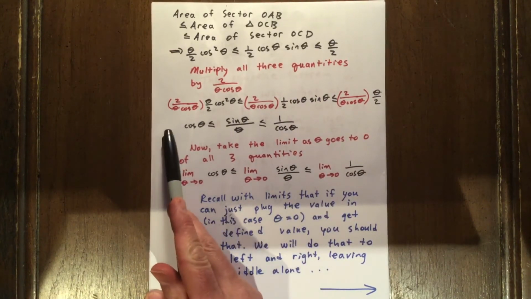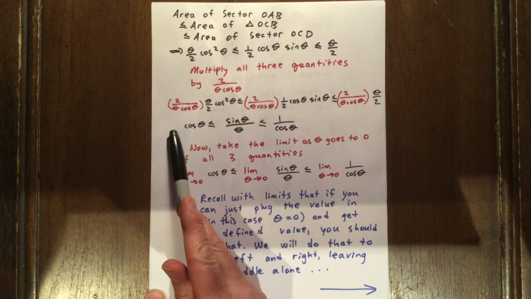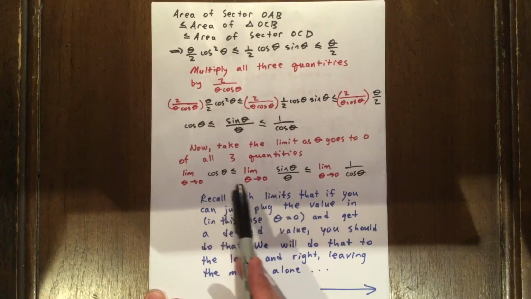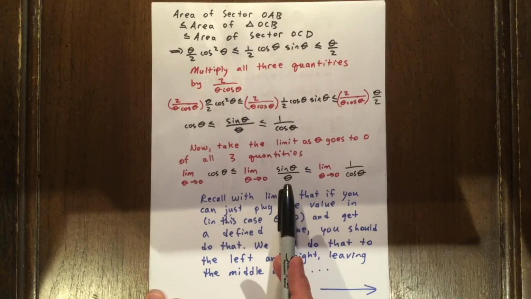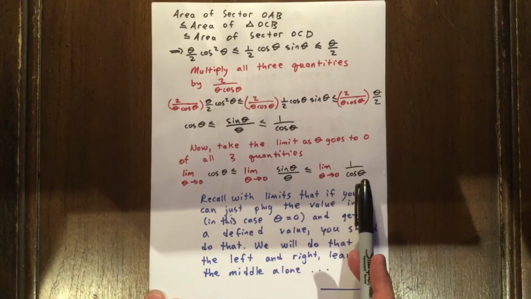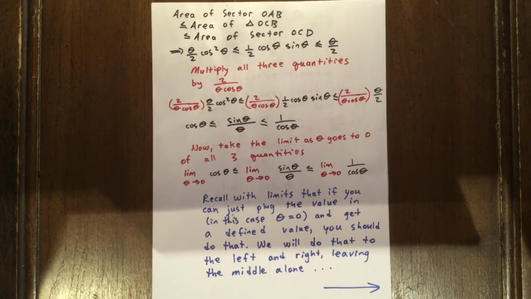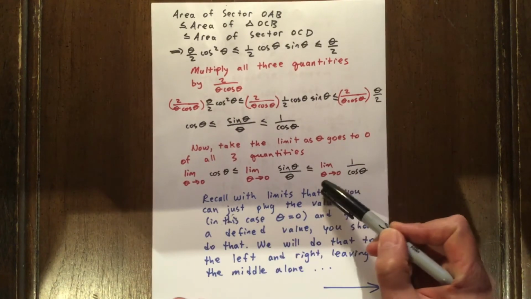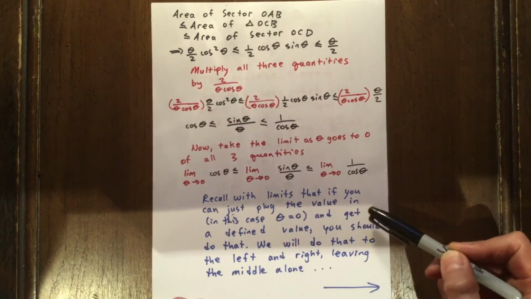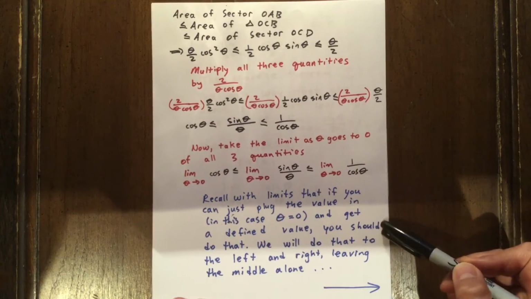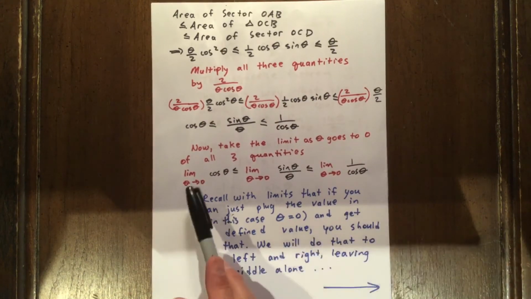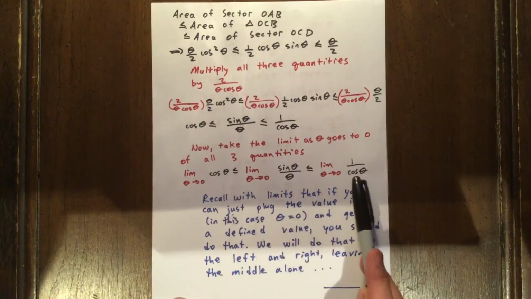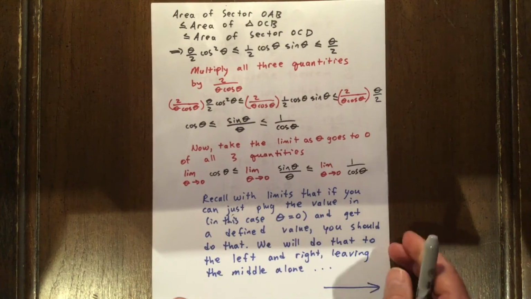Now we're going to take the limit as theta goes to 0 of all three of these quantities. So the limit as theta goes to 0 of cos theta is less than or equal to the limit as theta goes to 0 of sine theta over theta, which is less than or equal to the limit as theta goes to 0 of 1 over cos theta. Now remember, when it comes to limits, if you can just plug the value that the variable is going to straight into a continuous function and get a defined value, that's what you should do. Well, we can do that right here and right here. We can plug in a theta value of 0 there, and we'll get defined values. So that's what we're going to do.